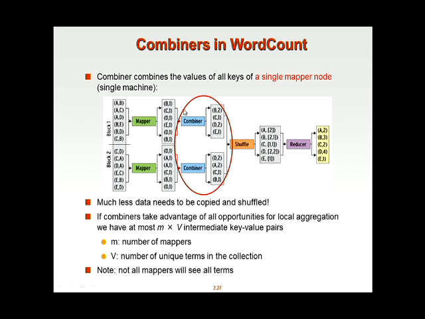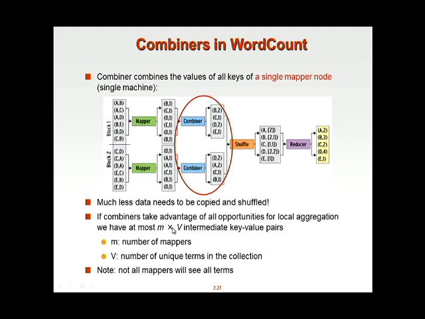So that's the idea of the combiner, using word count as an example. Using a combiner, we can have much less data that needs to be copied and shuffled. Remember that the reducer needs to fetch the data it needs from all the mappers using HTTP. With the combiners, such key value pairs are reduced, which means the reducer needs to fetch less data from the mappers. So the network transfer can be more efficient.